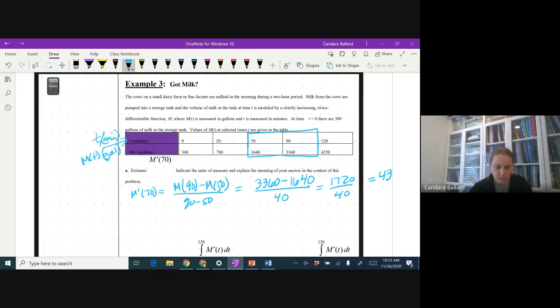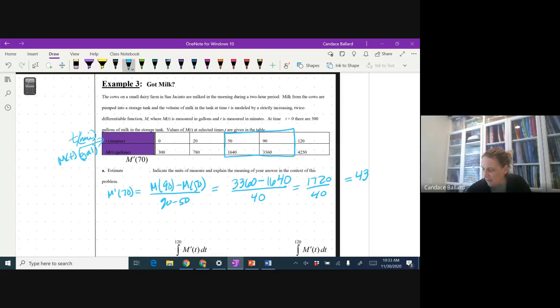Gallons of milk per minute. Good job. You can just say gallons per minute. Now we need to actually, so it says that that's our estimate. We got the indicate units of measure, but we haven't explained the meaning in the context of this problem. And they might not say, they might just say, explain the meaning of your answer. They might not say the words in context of this problem. You just have to know that you have to put it back in context of the problem.